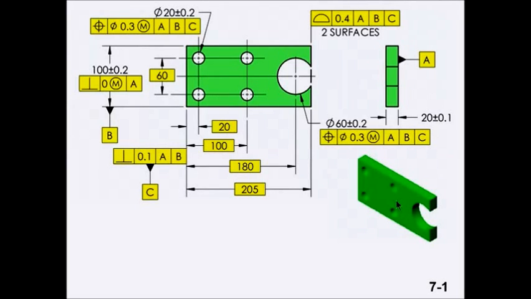Explain that the 60 millimeter diameter feature would be able to trap a gauge pin or equivalent and to establish a reproducible center. Therefore, position may be used to locate this feature.